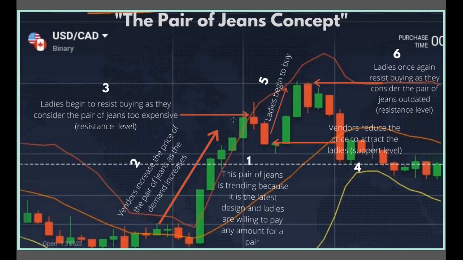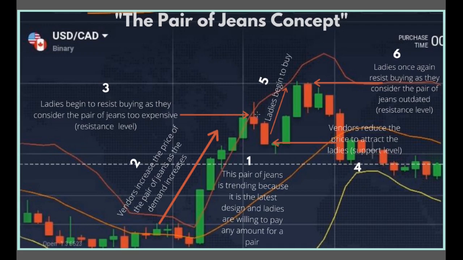Okay, so when it gets to that level, the ladies will begin to resist buying, because they consider the pair of jeans too expensive. So you see that level over there is called a resistance level. This will help you draw the resistance level very well.